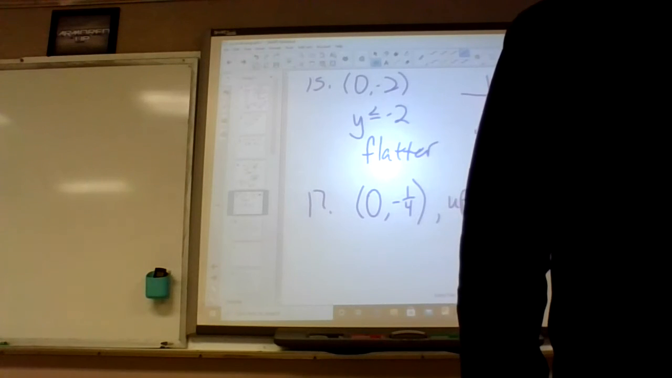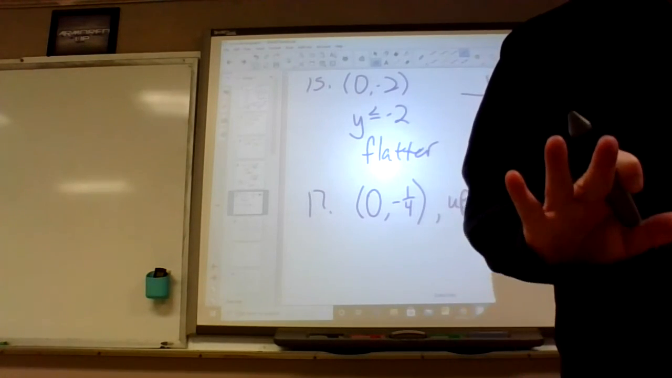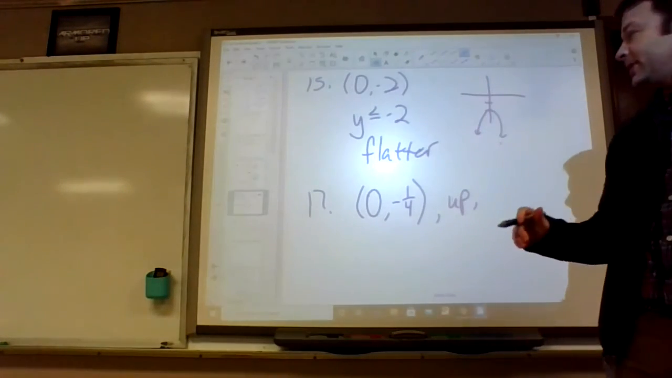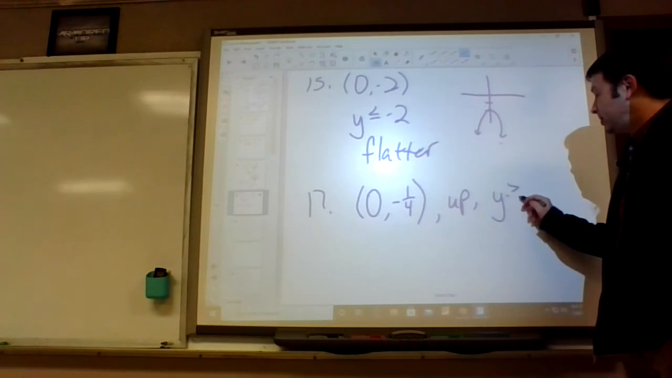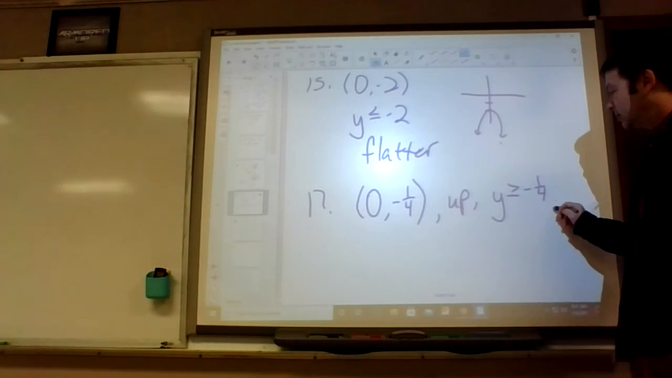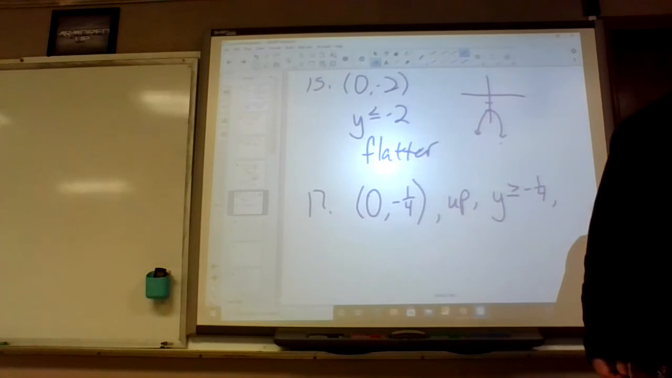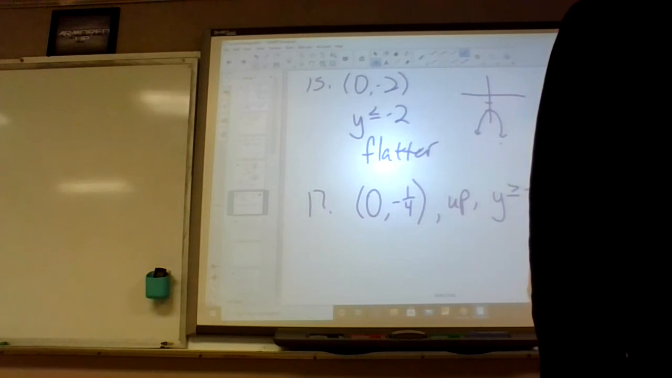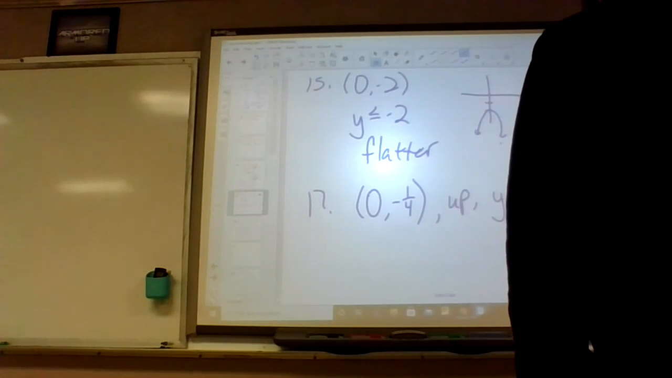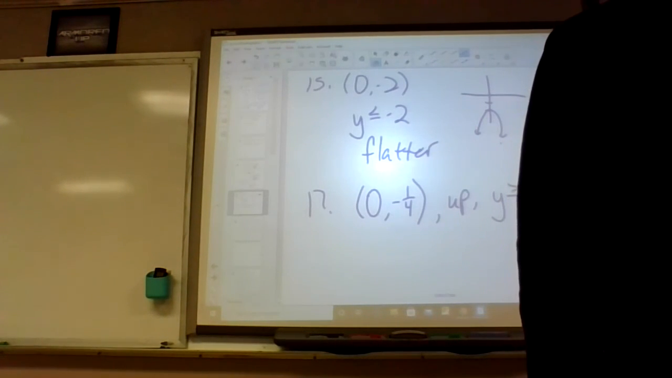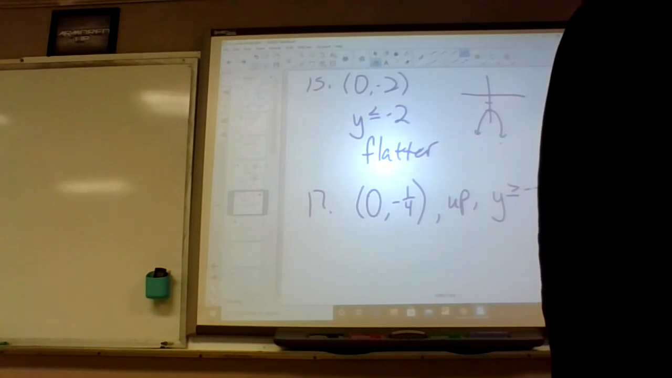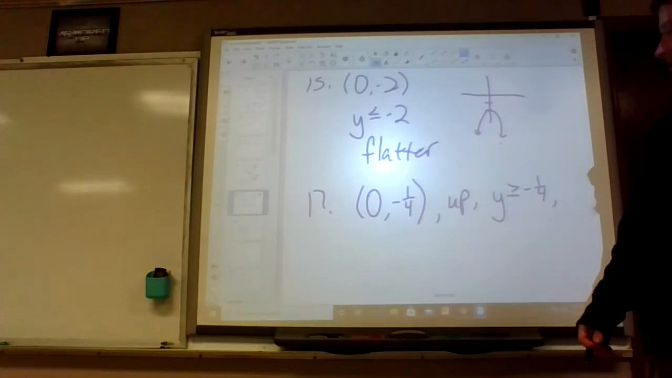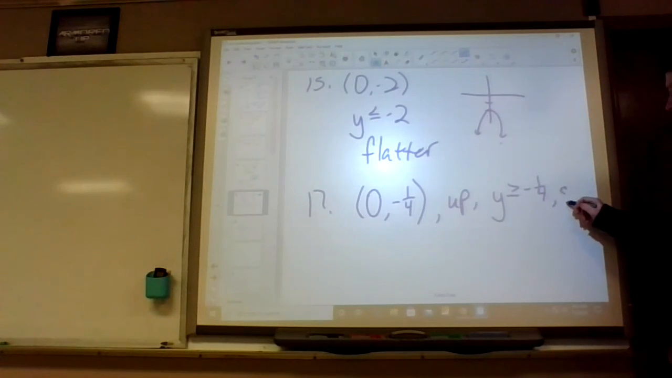What's the range going to be? y is greater than... Right. It starts down at -1/4 and it's going up from there. So it's y is greater than or equal to -1/4. Is it steeper or flatter than normal? The same. Same, yeah, it's a trick question.